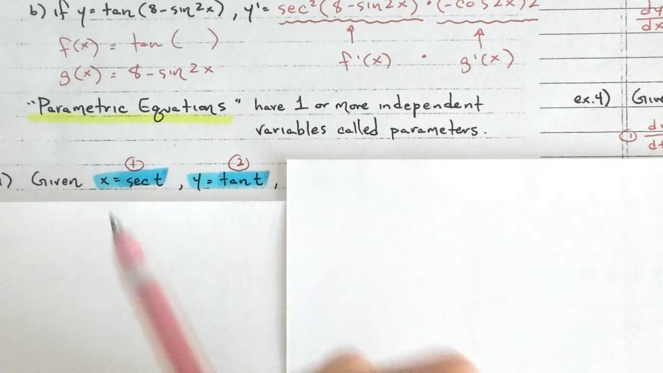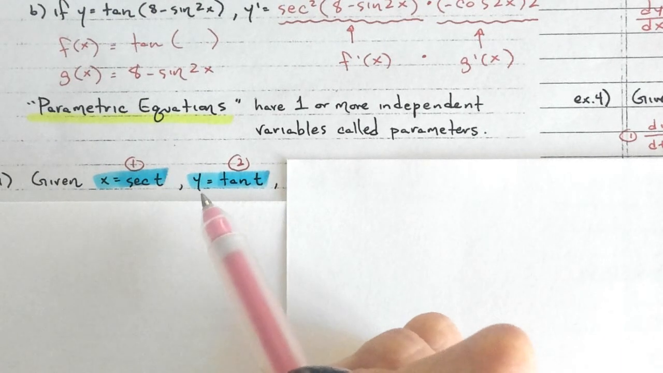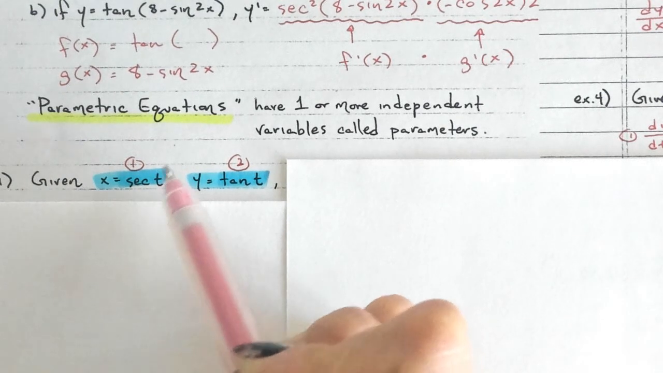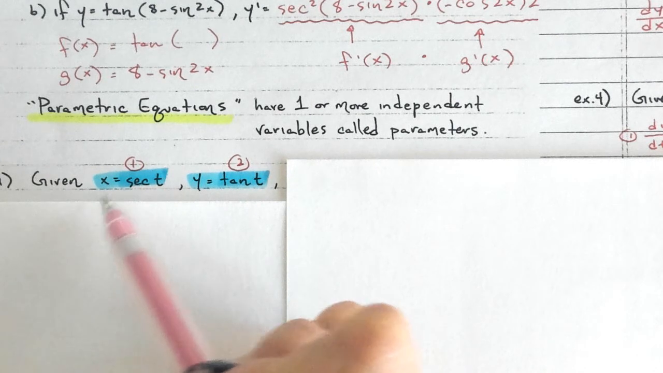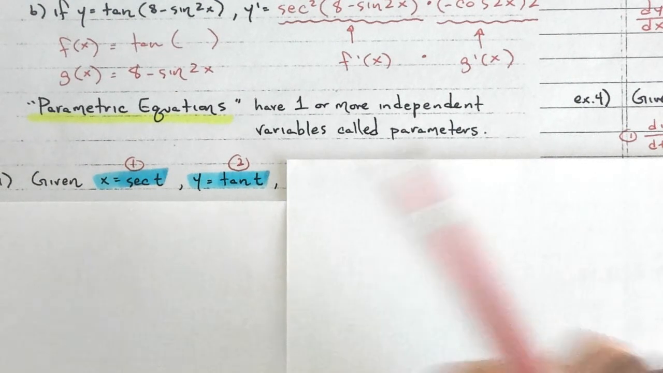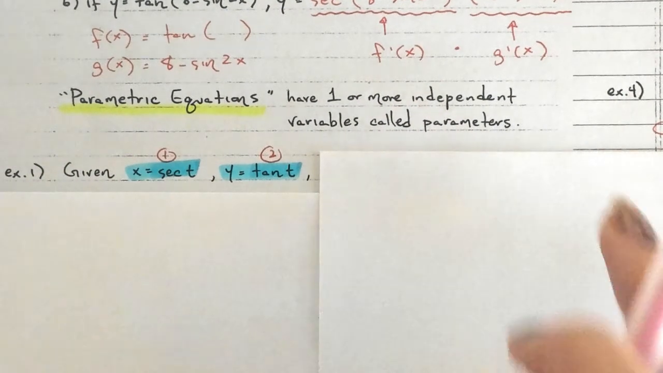So see how there's an x, a t, and then there's a y. How annoying, right? Because there's an independent variable of t, but then really there's x equals something in terms of t, y equals something in terms of t. All right, we've got parametric equations going on. We have parameters, all right?